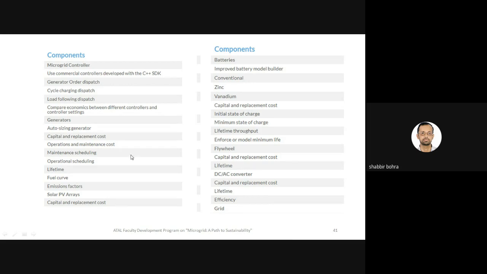Yes, okay. So almost all essential things will be there. So that makes the model more accurate. Lifetime can be supplied. Fuel curve, even if you know the fuel curve of a system diesel engine, if you want to modify it according to the manufacturer, that can also be supplied.